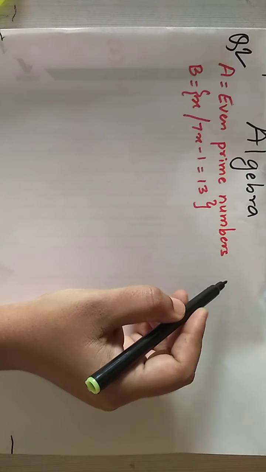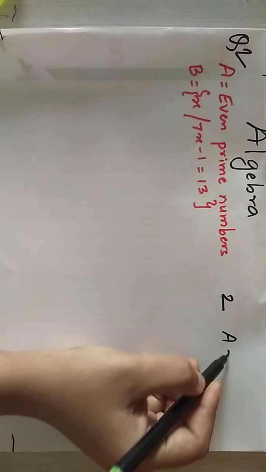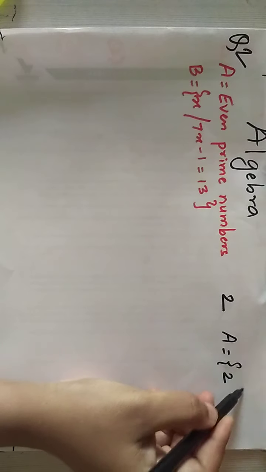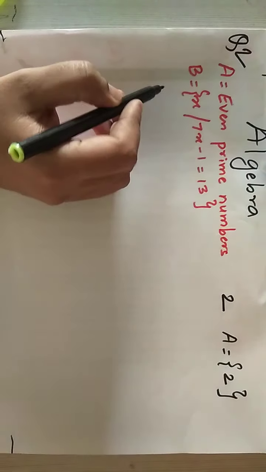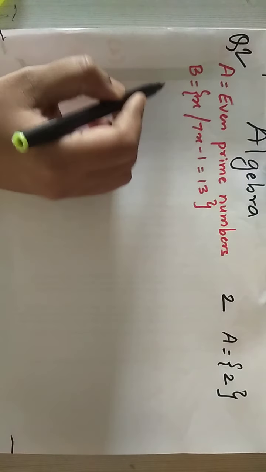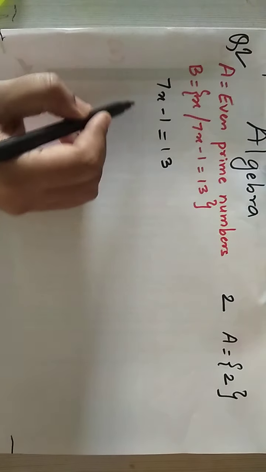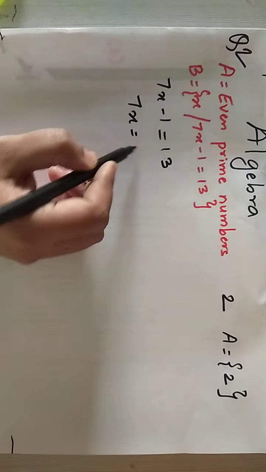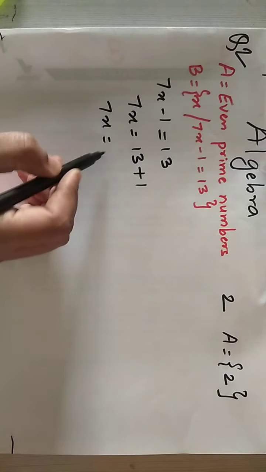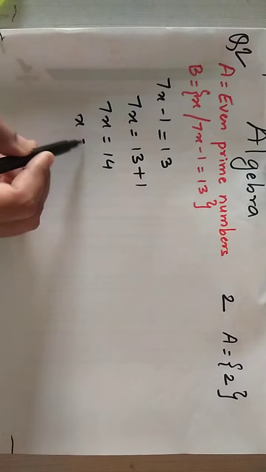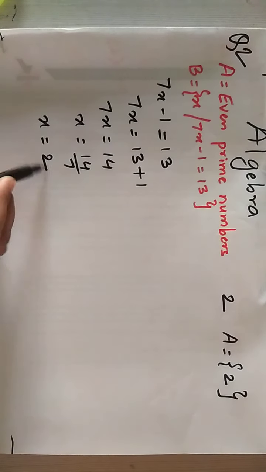The only even prime number that we have learned is 2. So set A contains the element 2. Set A is a singleton set. Let's solve for set B. 7x minus 1 equal to 13 means 7x will be 13 plus 1. 7x will be 14. x will be 14 upon 7. x answer will be 2.